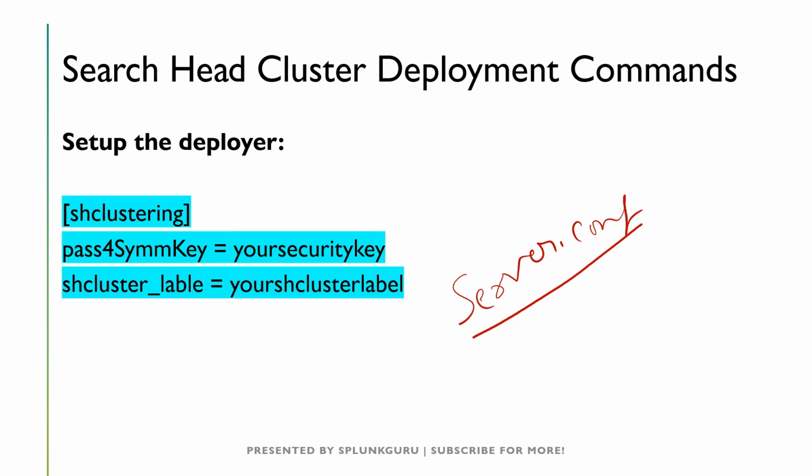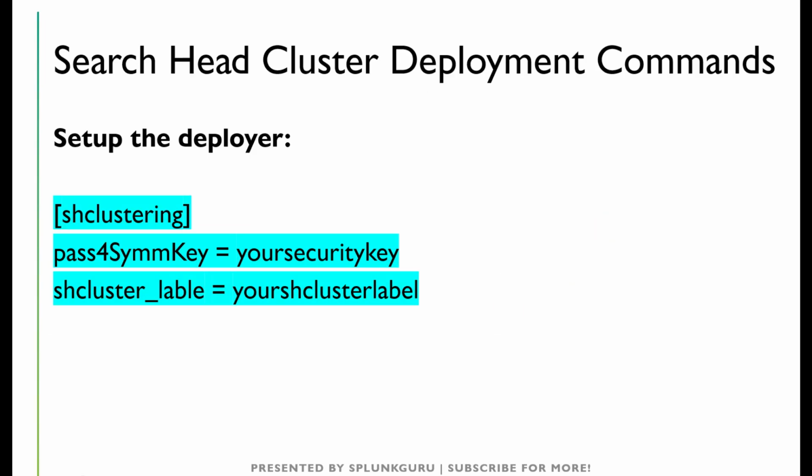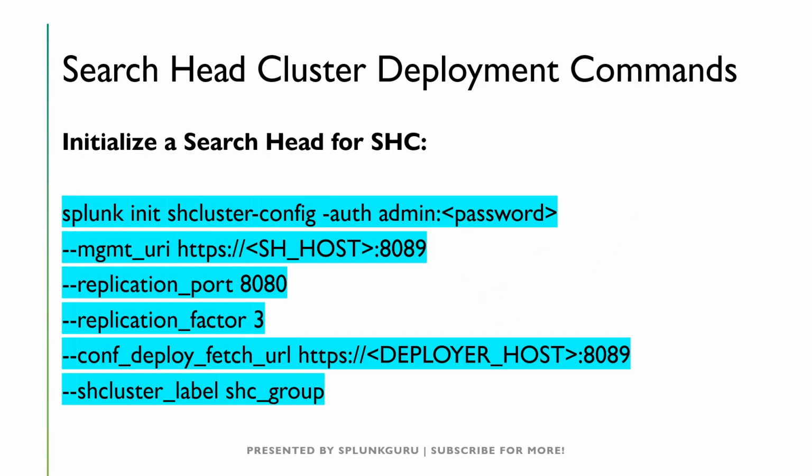Password is the passcode, and you need to make sure that you use the same security key, whatever you are defining here, to let your members communicate with each other and with the deployer. So you need to pass the same passkey there. Label, you can define anything, and as I said during indexer clustering implementation, it's useful for monitoring when you configure the monitoring console. So once your deployer is configured, you need to configure your individual search head members.